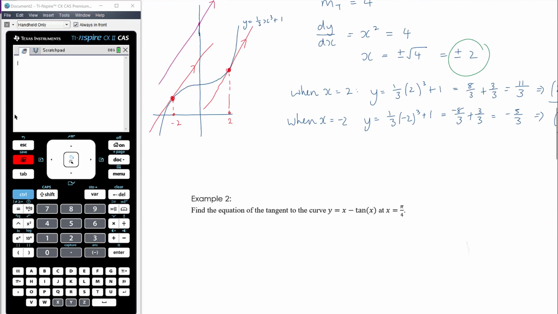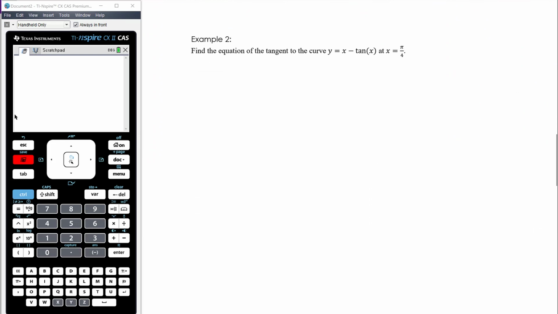Okay, let's have a look at example 2. Find the equation of the tangent to the curve y equals x minus tan x at x equals pi on 4. Okay, so we've got some kind of curve, so we need the gradient of the tangent and a point on the tangent. So we're actually going to need to do some work for both of those things before we can find the equation of the tangent. So obviously we need to find the gradient when x equals pi on 4.